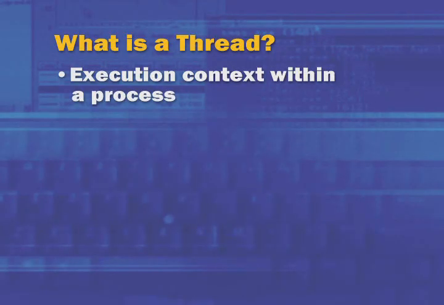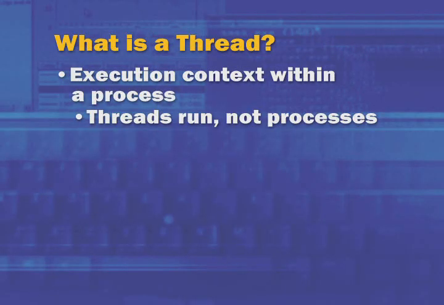So what is a thread? As Dave mentioned, processes can have one or more threads. A thread is an execution context. It's what Windows actually schedules to go and execute code. So it's really inaccurate to say a process is running. What you're really saying is a thread within a process is running.